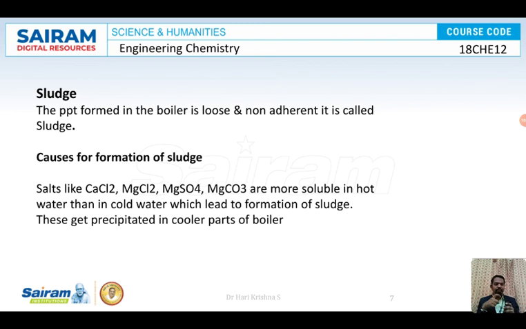When there is a bend like this, at this particular place the temperature is less, so it will start depositing here. On one fine day, there will be no movement of hot water or steam, and this may lead to a blast of the boiler. So in cooler parts, the sludge will get precipitated.